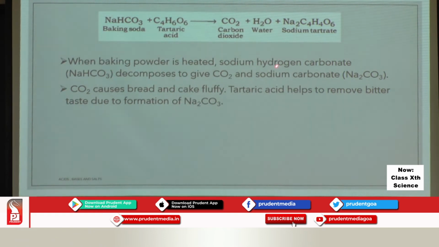Fine, so when baking powder is heated, sodium hydrogen carbonate decomposes to give us carbon dioxide and sodium carbonate, and it is carbon dioxide which causes the bread or cake to become fluffy. Whereas the role of tartaric acid is to remove the bitter taste due to the formation of sodium carbonate.